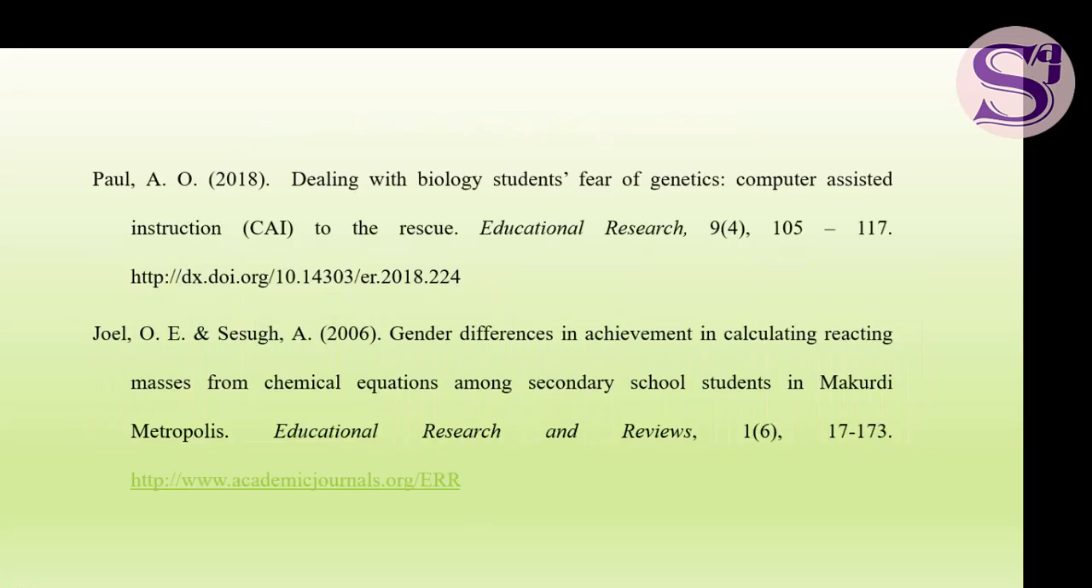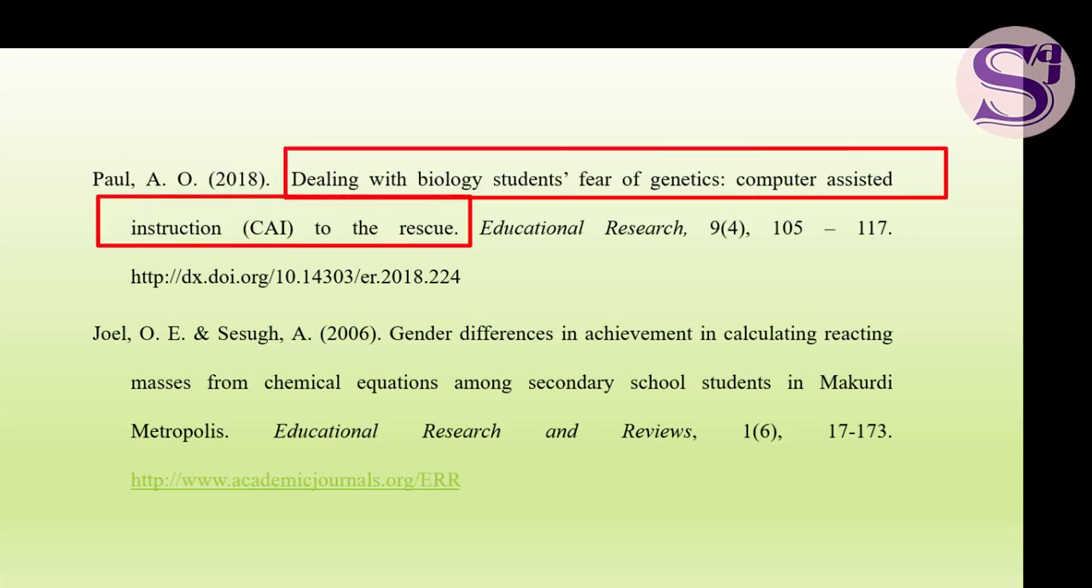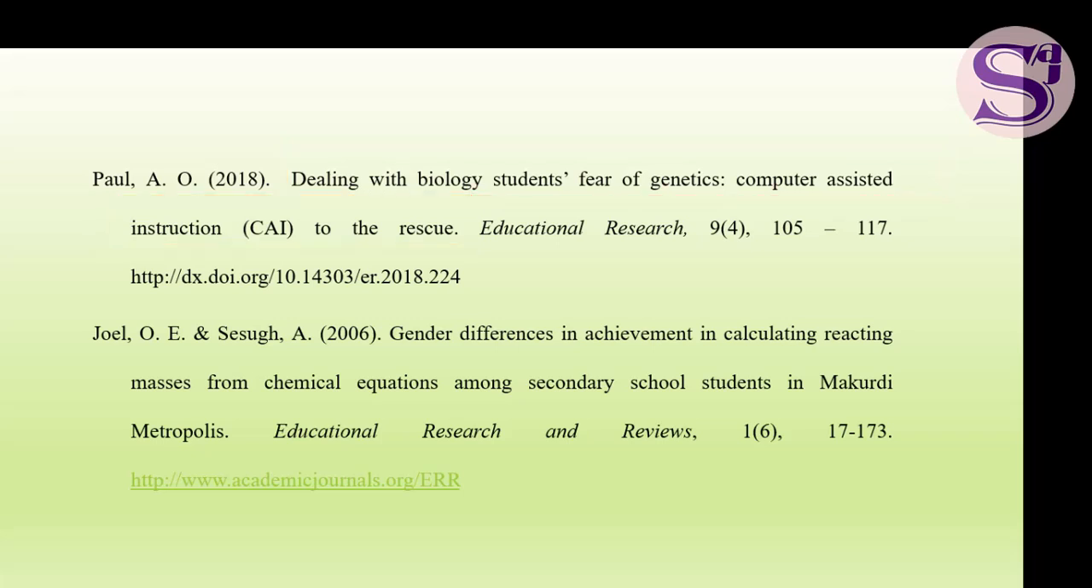You can see here we have Paul separated by a comma, then A dot, then O dot, those are the initials, then the year in parentheses, then the title of the work dealing with biology students' fear of genetics, computer assisted instruction to the rescue. Then Educational Research is the journal's name, followed by 9, which is the volume number, then issue number 4 enclosed in parentheses, comma, then the page number from 105 to 117. And you can see the DOI here also.